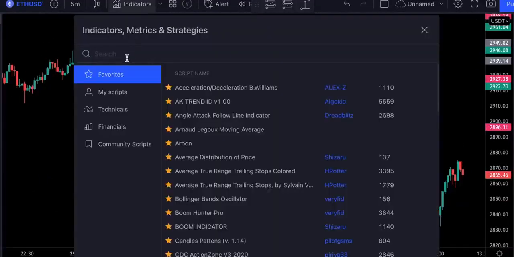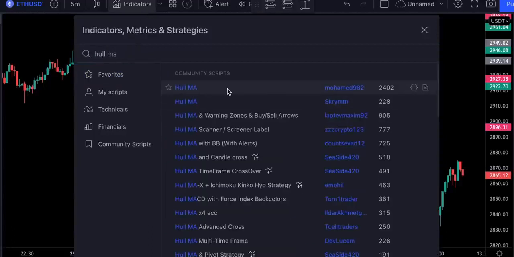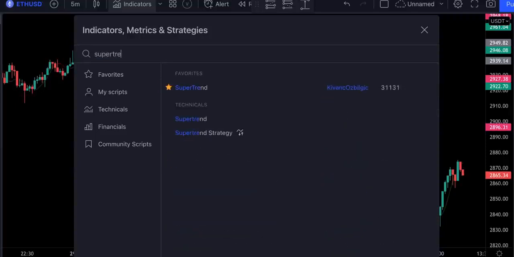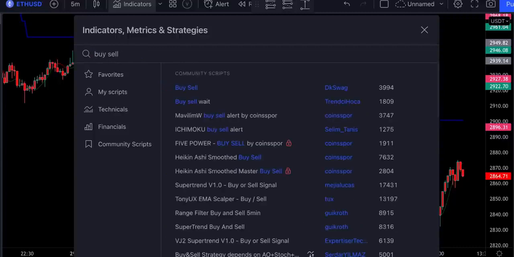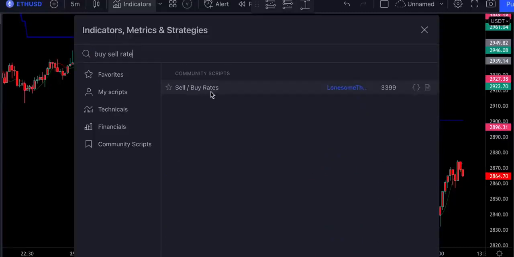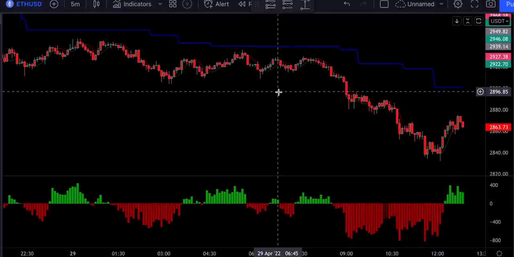So for the first indicator, we will search for Hull MA, this one right here. For the second indicator, we will need to add Supertrend. So Supertrend Buy and Sell by this creator right here. And lastly, let's add an indicator called Buy and Sell Rates. This one right here.